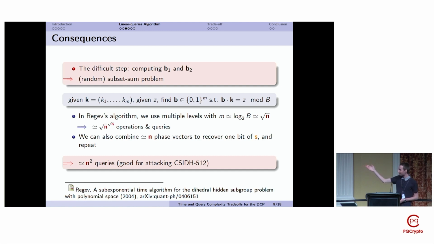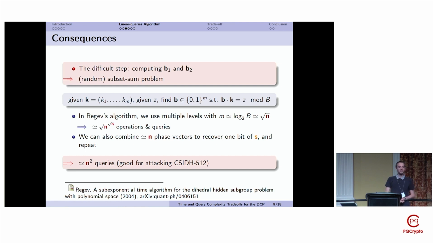Given the vector of labels, find b that agrees with the value z. So, well, it doesn't really matter in Regev's algorithm. You can do it with any algorithm you want, even like exhaustive search, because in the end, you do it in square root of n steps, basically, and you obtain a complexity which is square root of n to the square root of n. You would have a sub-exponential thing.